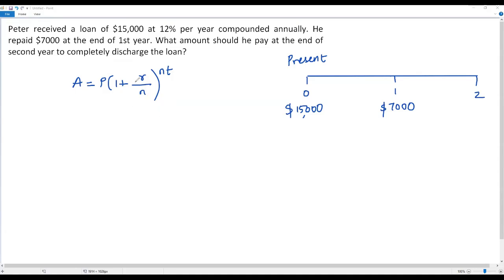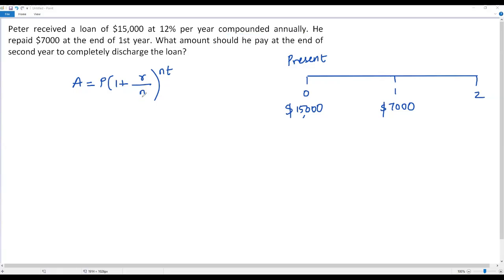Okay, so here we know what A is. A is the value of the deposit after t years. P is the initial value, r is the rate of interest. N means the number of times interest is compounded in 1 year. Here it is given that interest is compounded annually. Annually means once in a year the interest is compounded. In that case, the value of n is 1.